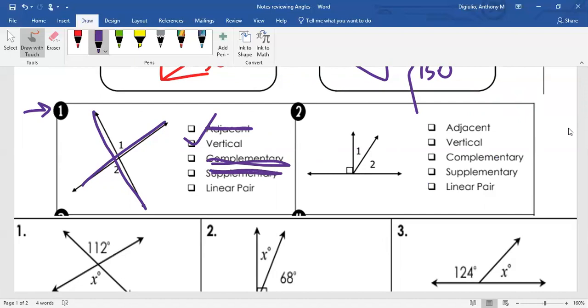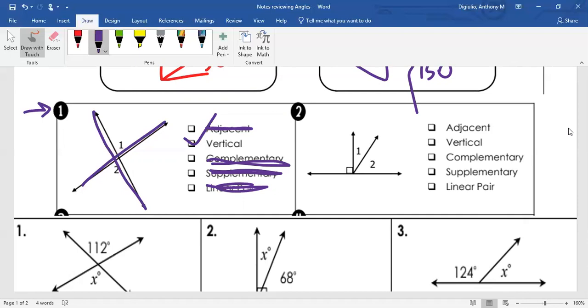And then last but not least, are they a linear pair? Well, they don't make a line. And we were saying that linear pair means that they're both adjacent and supplementary. And since it's neither, it's going to be neither. So it's just vertical in this case.